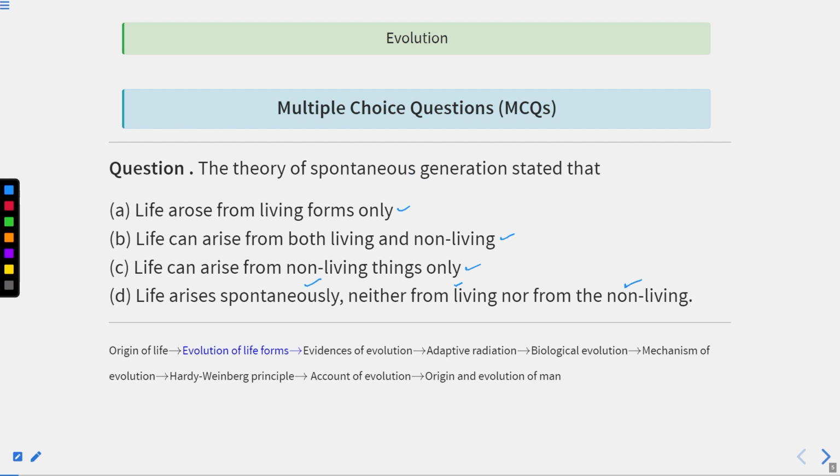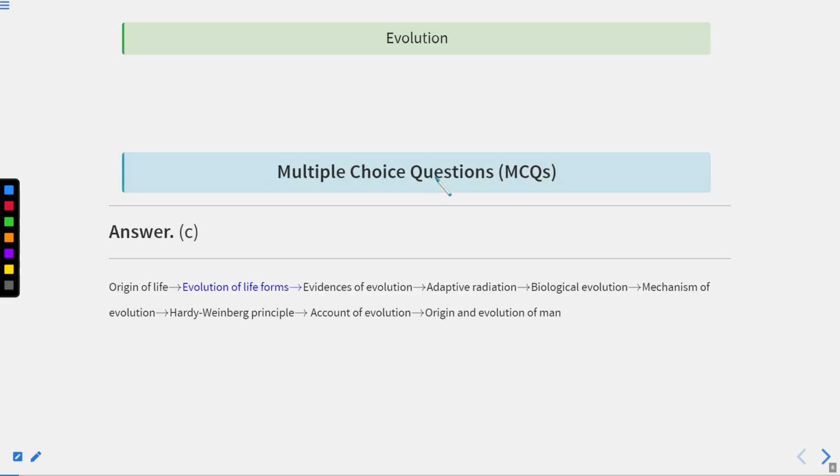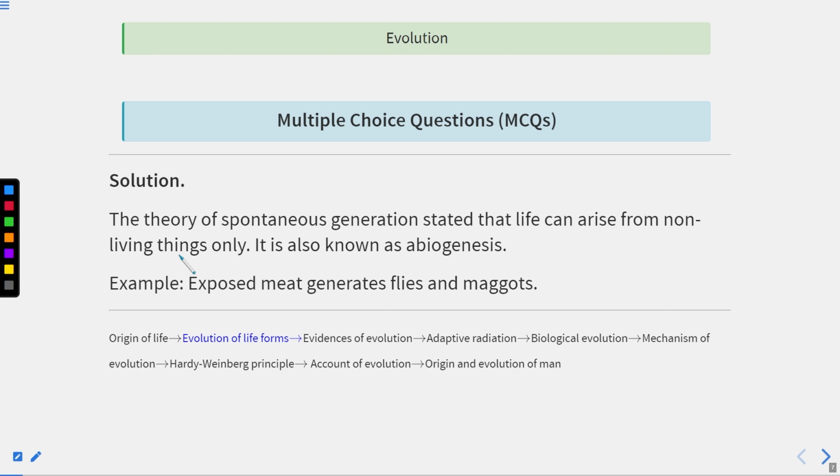The theory of spontaneous generation, if you know, is also known as abiogenesis theory. So this theory was given by Oparin and Haldane. What does this theory state? This theory states that life is generated from non-living things. All right. So here the correct answer is option number C. Now let's have a look at the explanation why option number C is correct.